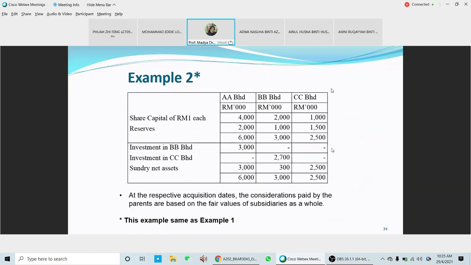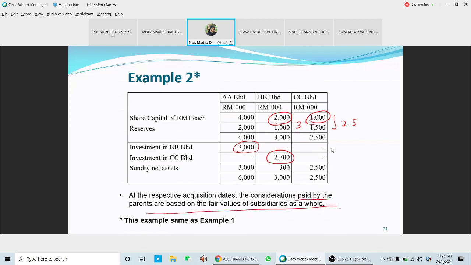This is what we have. Share capital is 2 here, 1 here, and then reserves. The net assets here are 2.5, and this one is 3, already given. The investment here is at the value of 3, and this one is at the value of 2.7. Let's say that at the respective acquisition dates, the consideration paid by the parents is based on the fair value of the subsidiary as a whole.